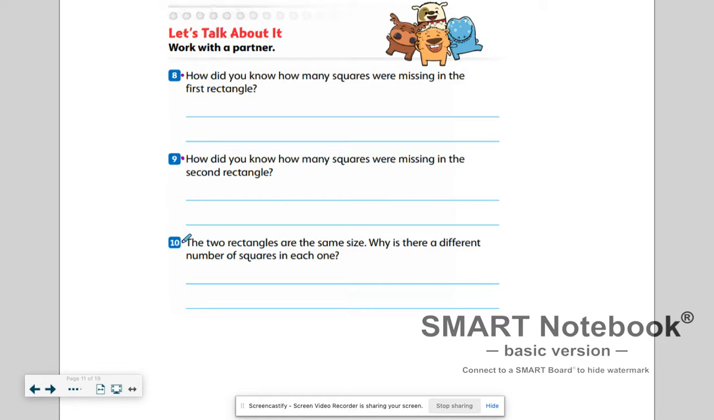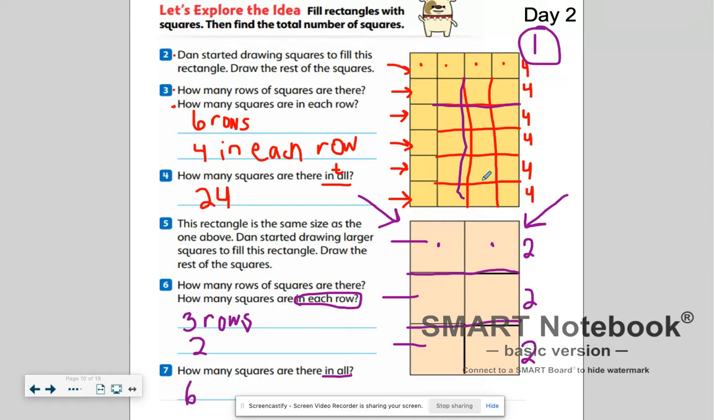All right, guys, I hope you talked about the reason there's a different number of squares in each. The squares in the first shape are super small. So if they're small, there's going to be more of them to take up that space. And the inside is called the area. We're going to talk about area next week. The squares in this one are larger, so if the squares on the inside are bigger, it's going to take up more space, so we need fewer squares. That's why there's 24 squares in the first one and only 6 in the second one.